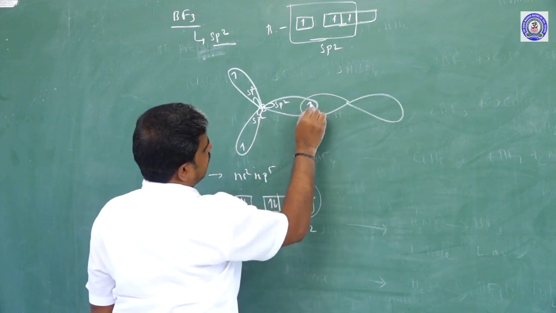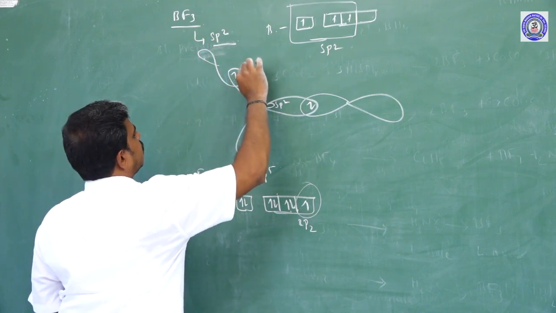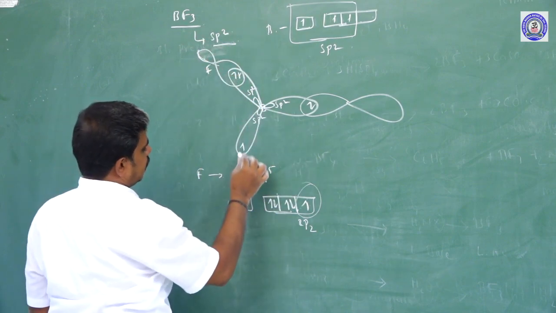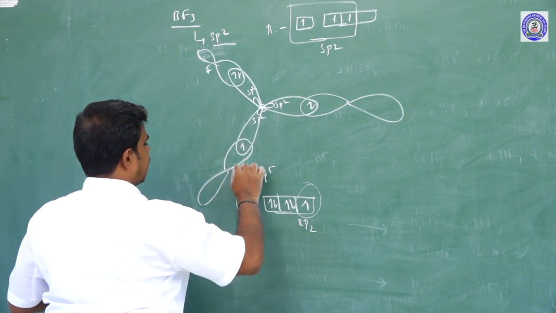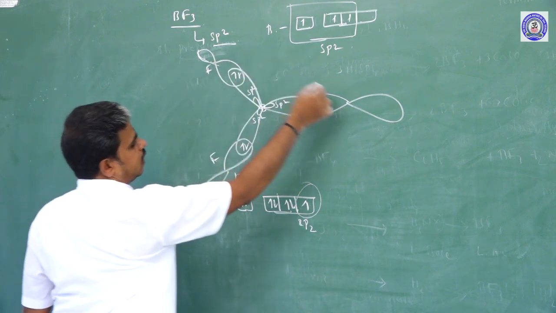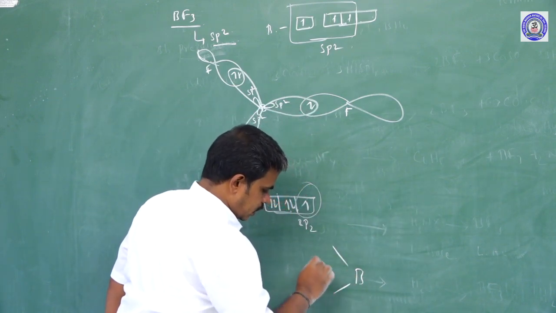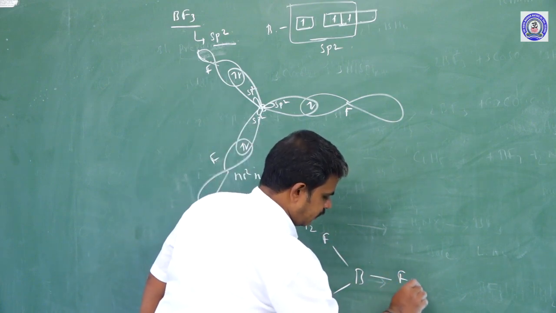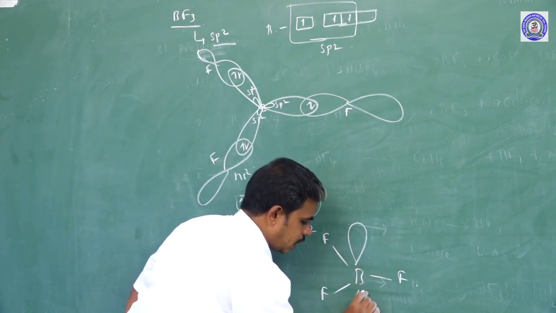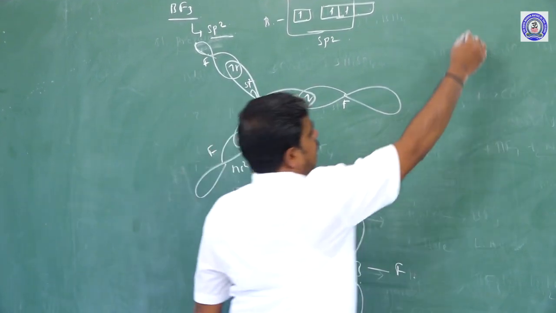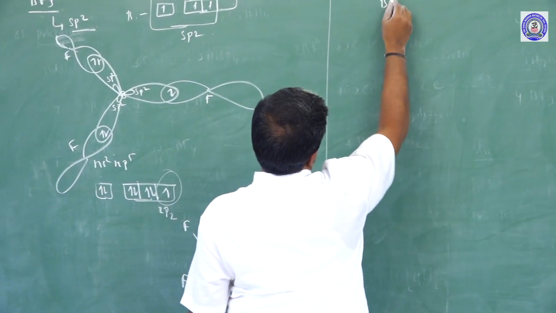So 3 fluorine atoms are making bonds with boron. Here we have boron, and fluorine, fluorine and fluorine making covalent bonds, and boron has a vacant orbital.